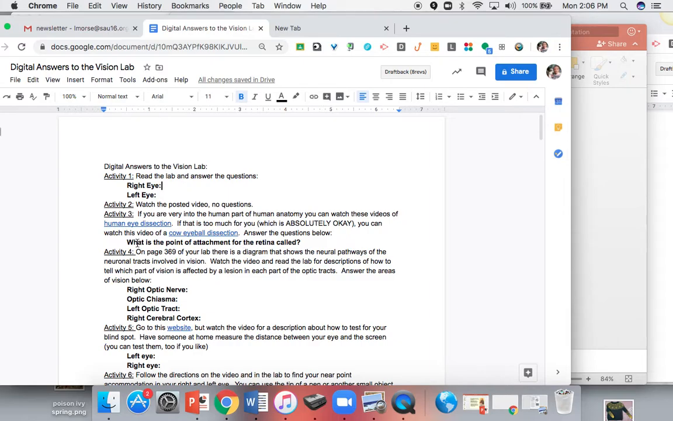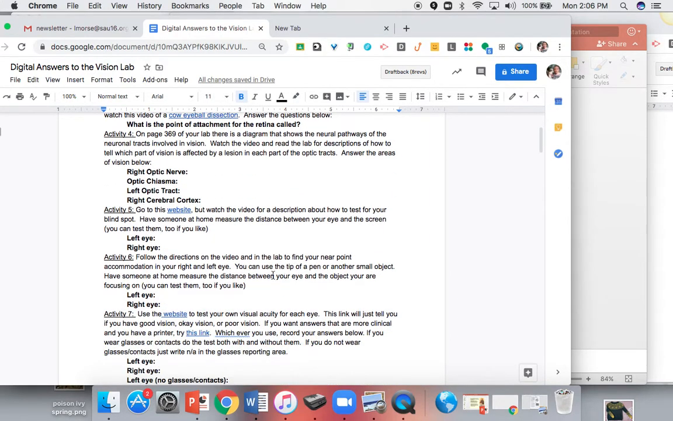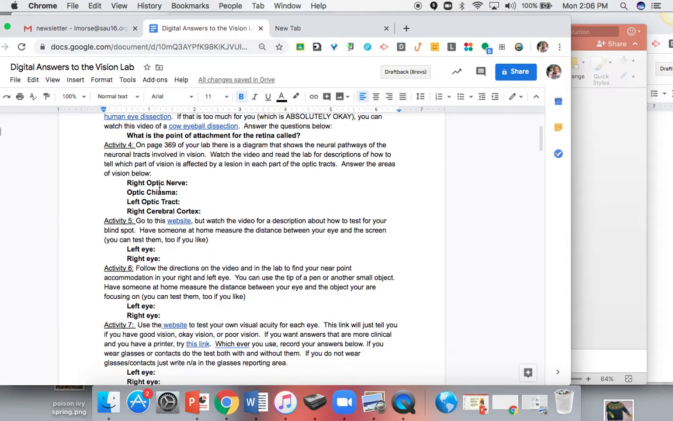So then you're going to answer the one question for that, what is the point of attachment in the retina called? P.S. I also made all the questions that you're answering in the body of the lab in bold, so make sure that you're answering all the things in bold. So that's what you're going to do for that.